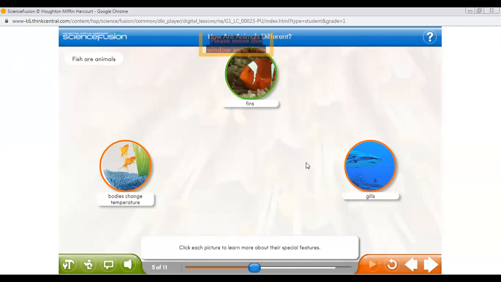So this category is of the fish. We are going to see what are the features of the fish that makes them look similar to the same group.